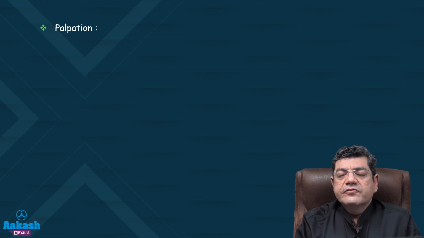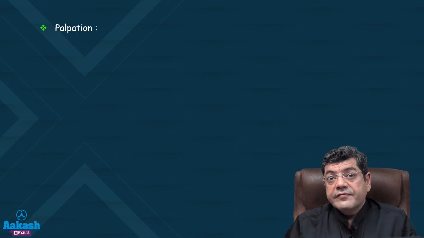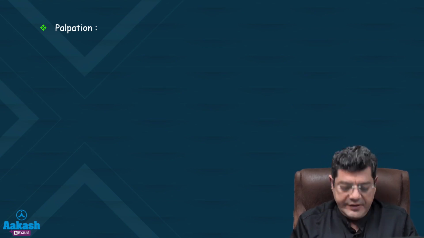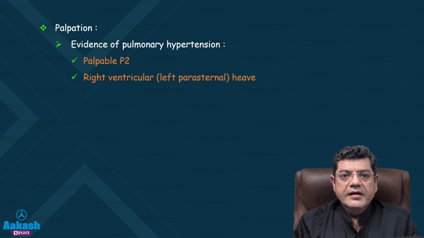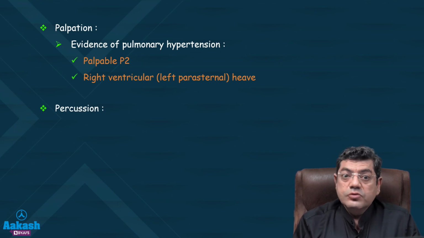Okay. On palpation, you'll find features of pulmonary hypertension. So you'll find a palpable P2 in the pulmonary space. You'll be able to feel a left parasternal heave because of right ventricular overload. Right. A left parasternal heave and a palpable P2 on palpation. On percussion, there are two important findings.